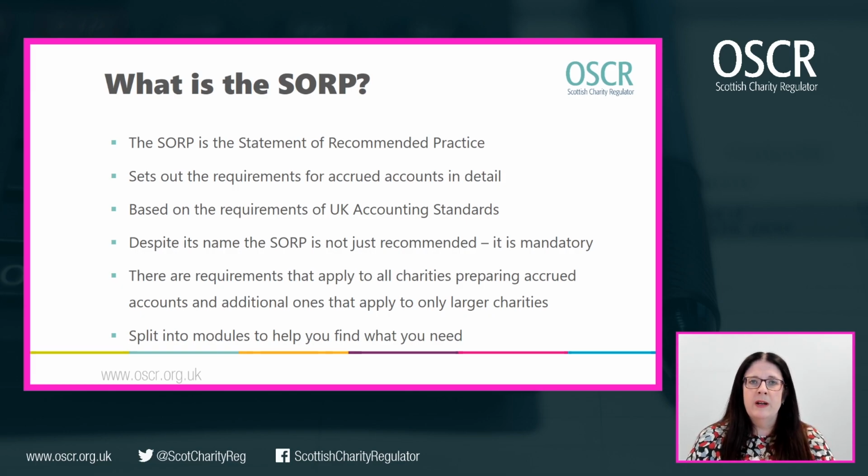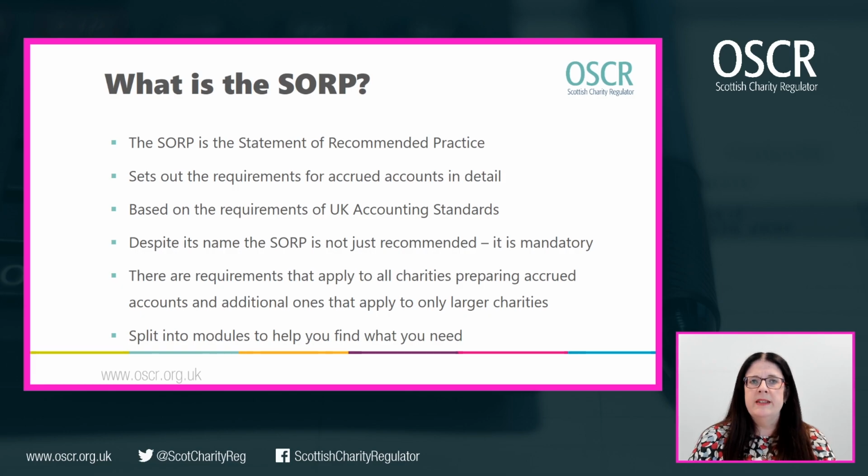But don't be fooled by the reference to recommended practice. The SORP isn't just recommended, its use is actually mandatory when you're preparing accrued accounts. The SORP has different levels of requirements depending on whether your charity is small or larger. There are basic requirements, therefore, that apply to every charity that is preparing accrued accounts, and then there are more detailed requirements that only apply to larger charities. And larger charity in this context means a charity where its income is £500,000 or more.